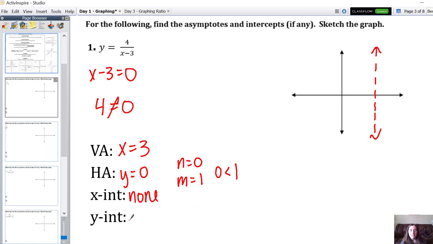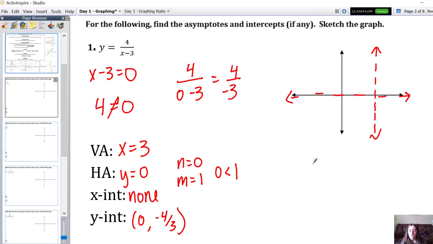Finally, for the y-intercept, here's where we're going to be plugging in 0 everywhere we see x. So the only x we have is in the denominator here. So we've got 4 over 0 minus 3. 0 minus 3 is negative 3. So we have a y-intercept at 0, -4/3. This is a point, so we're including it with that 0 because we used the x value of 0 to find that -4/3.